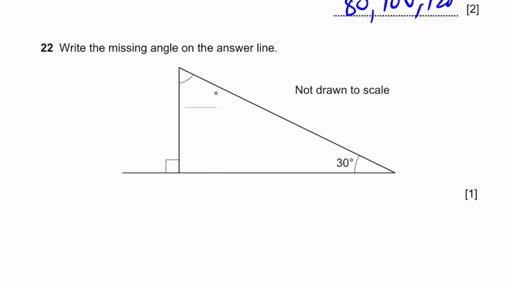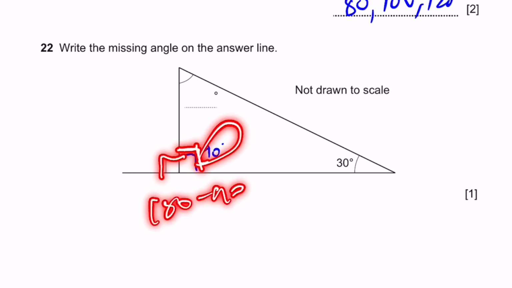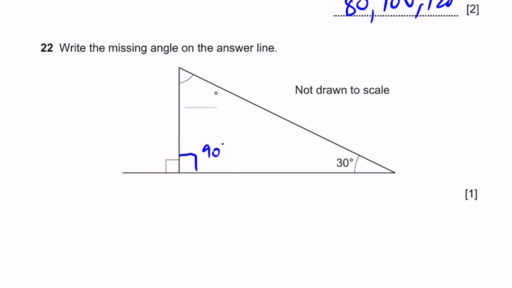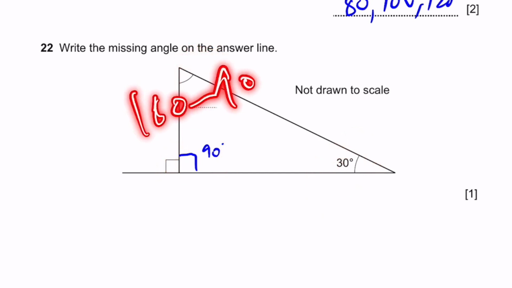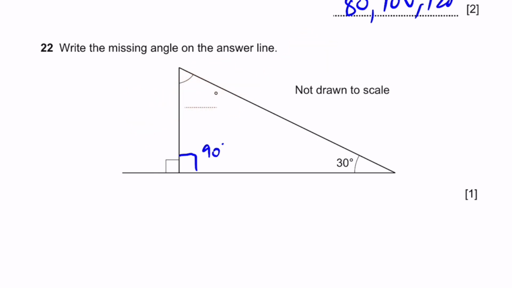Write the missing angle on the answer line. So we can know that this is 90 degrees. Since this full thing is a straight line, angle sum is 180 degrees, and this is 90, so the other side must be 180 minus 90, which is equal to 90. Now, angles in a triangle add up to 180 degrees, so 90 and 30, and add up with this angle, we get 180. So 180 minus 90 minus 30 will give this angle here, so that'll be 60 degrees.